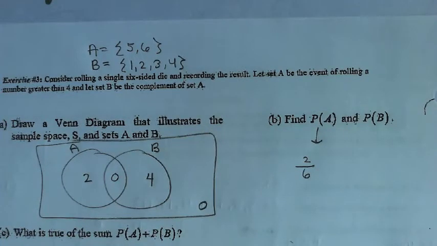So you're rolling a die. There are 6 possible outcomes. And of those 6 outcomes, how many of them are in set A? 2 out of the 6. Does that make sense? Now, Mason?